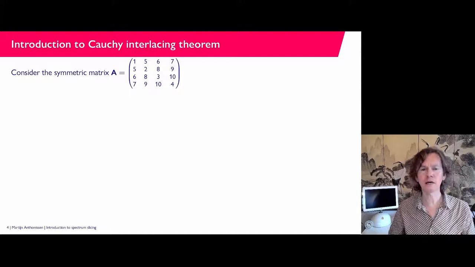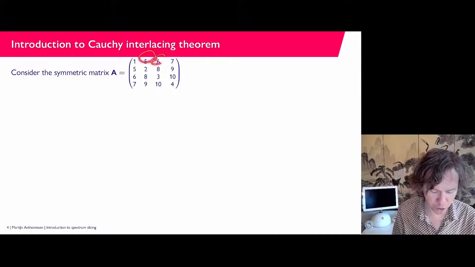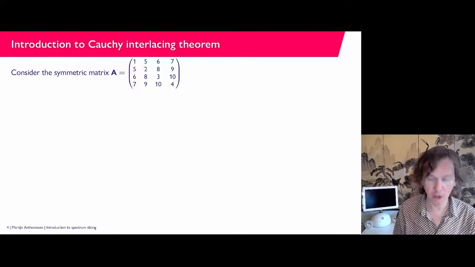I have a matrix which is symmetric. What I did here is take the numbers 1, 2, 3, 4 and put them on the main diagonal. I want a symmetric matrix, so I labeled 5, 6, 7 and copied them, because it needs to be symmetric, in the first column. And then 8, 9, and 10, and so on. So it is just an example of a matrix.